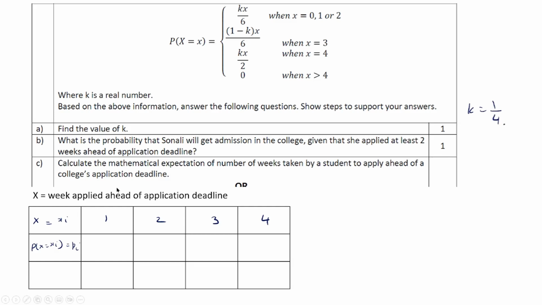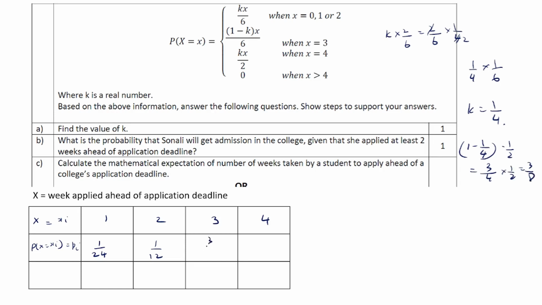So probability of x is equal to 1 is k into 1 by 6. So it is 1 by 4 into 1 by 6, which is 1 by 24. Then probability of x is equal to 2 is k into 2 by 6. So it is 2 by 6 into 1 by 4, which is 1 by 12. Then probability of x is equal to 3 is (1 minus k) into 3 by 6. 1 minus k is 3 by 4, into 1 by 2, which is 3 by 8.